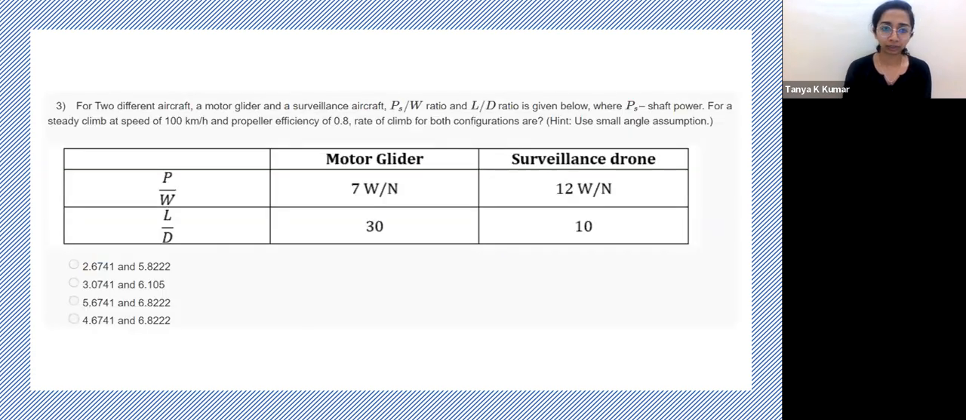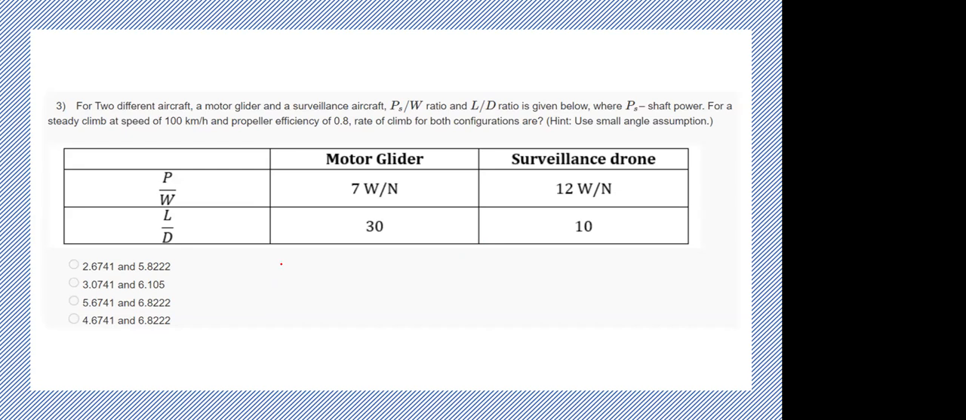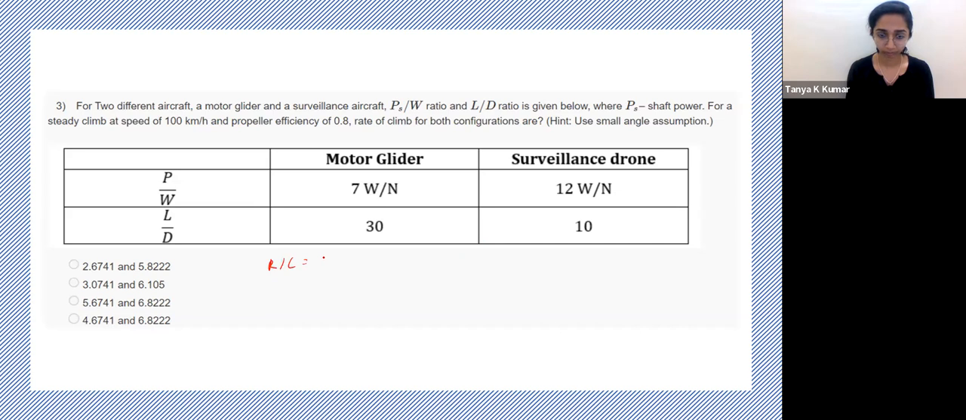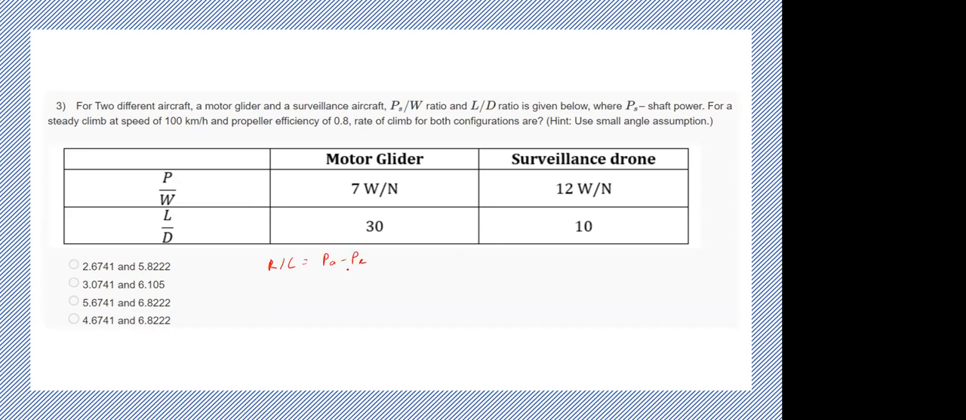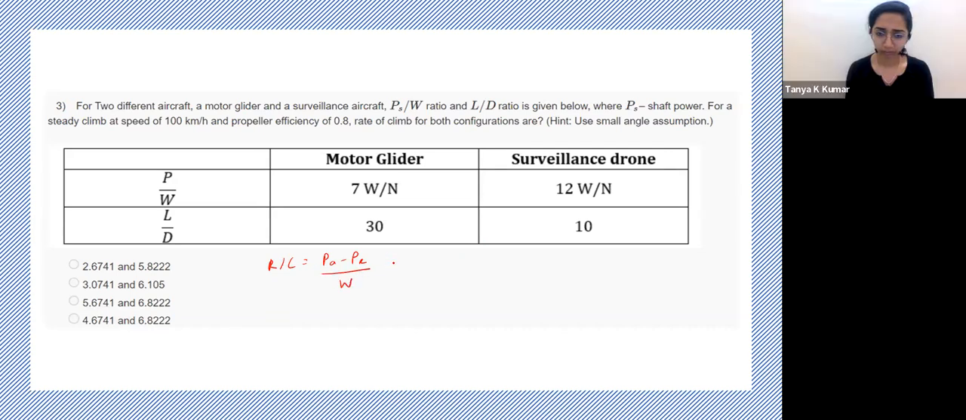For two different aircraft, a motor glider and a surveillance aircraft, the PS to W ratio and the L by D ratio are given below, where PS is shaft power. For a steady climb at speed 100 km per hour and propeller efficiency 0.8, what is the rate of climb for both configurations? How do we proceed? We start with the formula for rate of climb, which is power available minus power required upon weight. Yes, you're right.